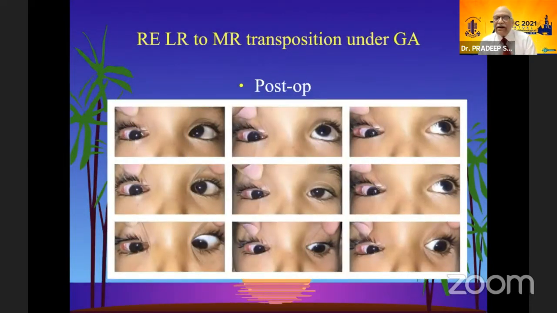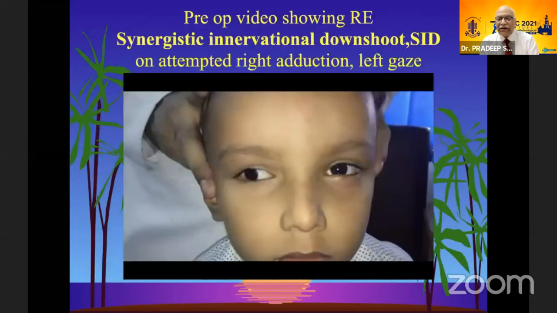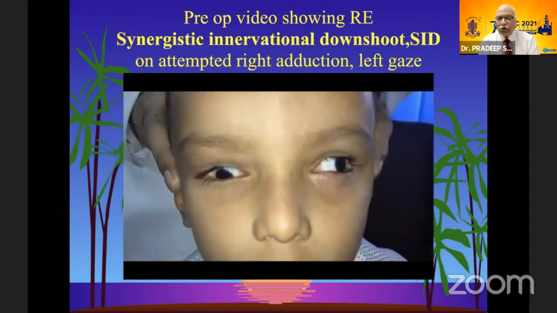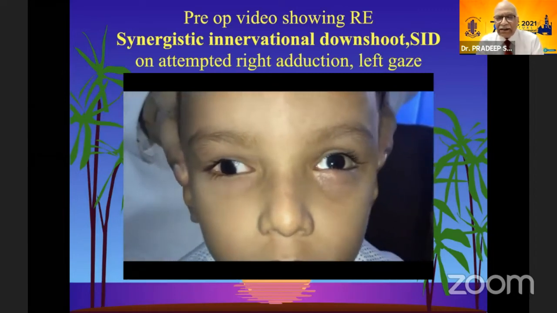So after the lateral rectus to MR transposition, which has been done, you can see the correction is there, as well as an improvement in adduction which comes in. Now this is another case which is showing you a synergistic innervational downshoot. Now this we have described as a SID syndrome.